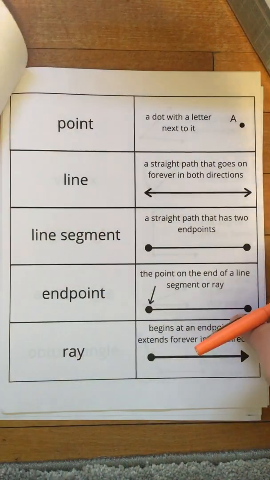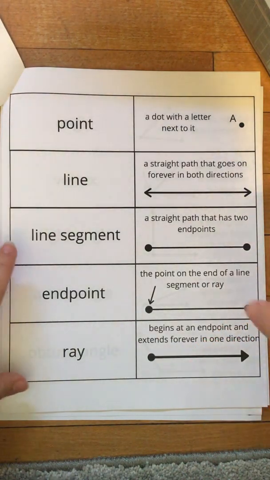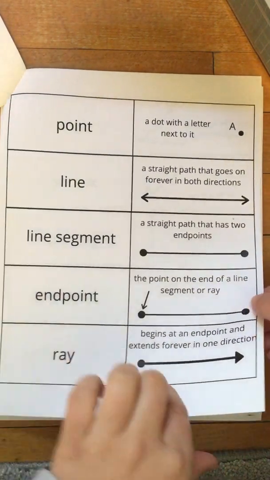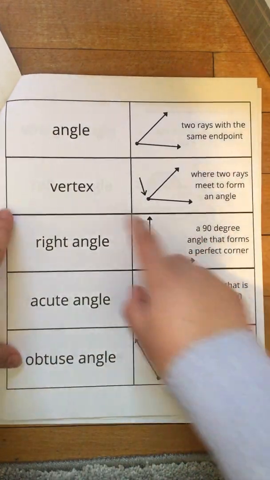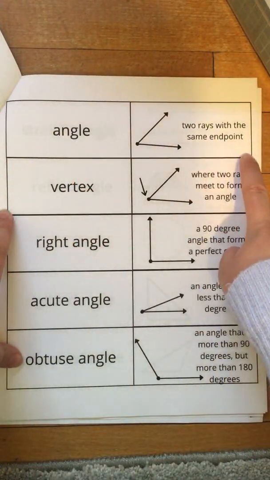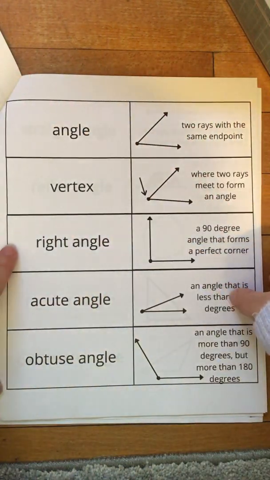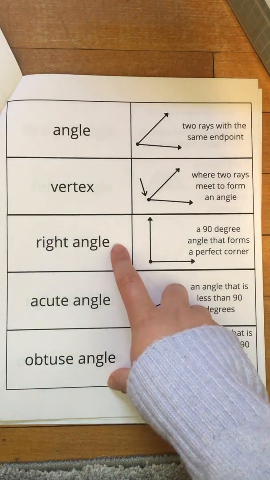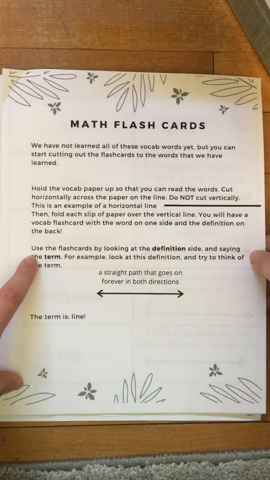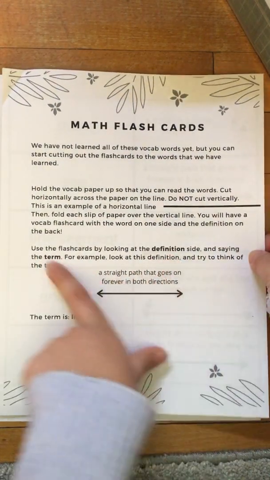First of all, these are a bunch of terms that we have been learning throughout the past few weeks, and they're kind of challenging. So I really would like you to cut these out. What you do is you cut along the horizontal line, and then you'll fold it over so that you can see just one side at a time. I would suggest look at the definition side and then say the term.